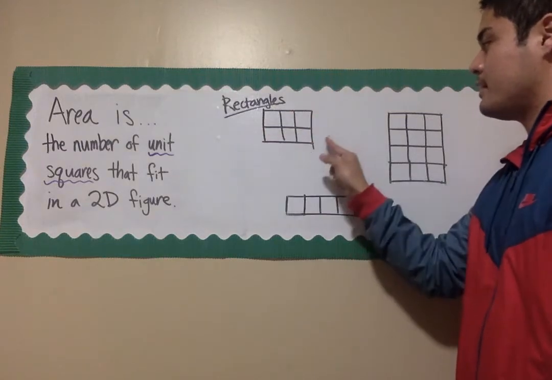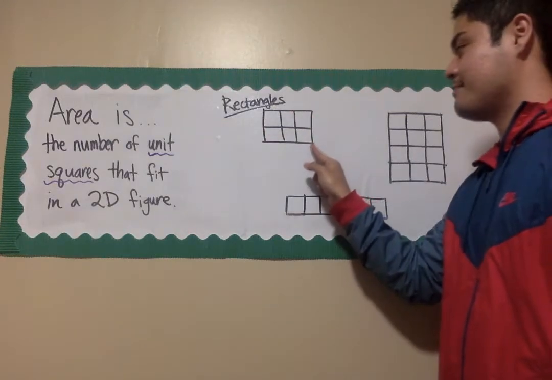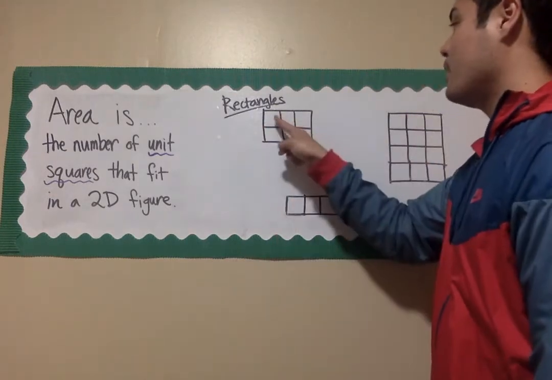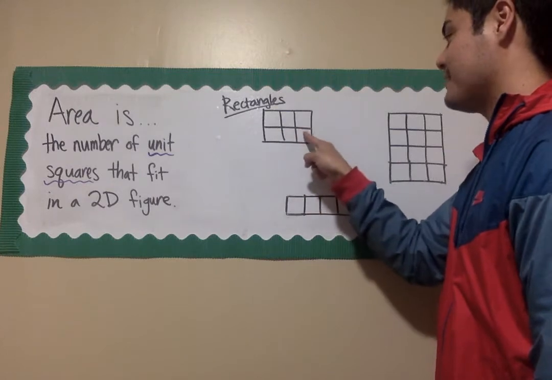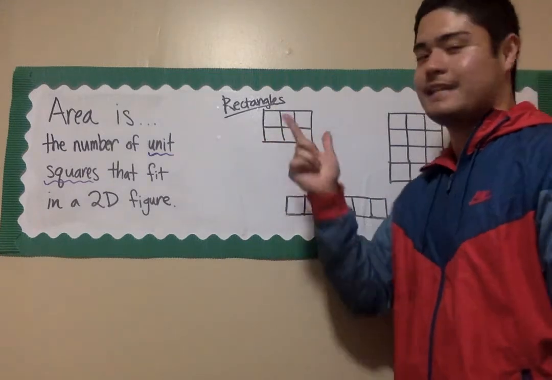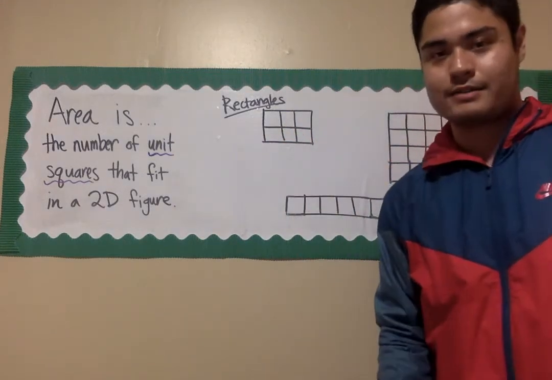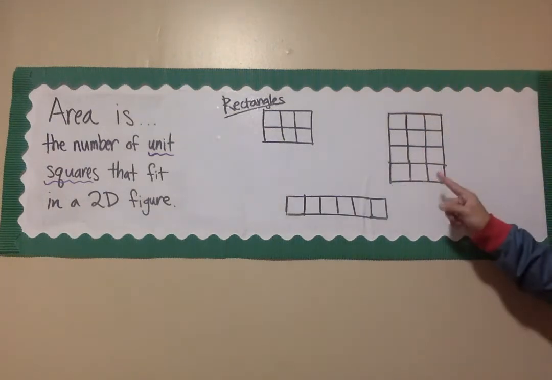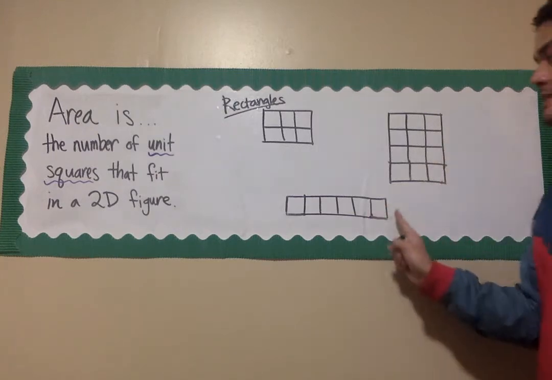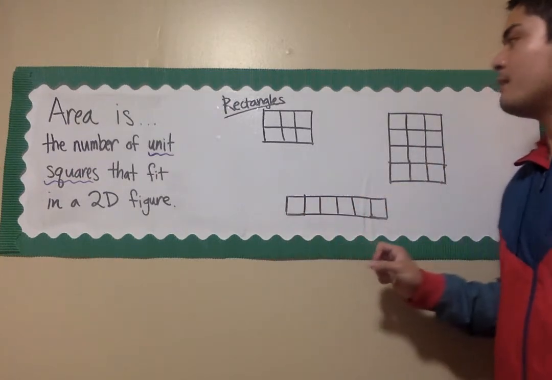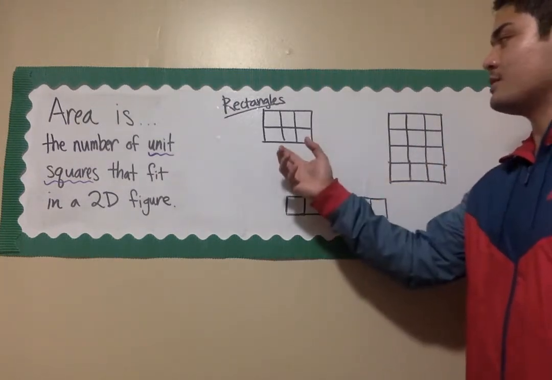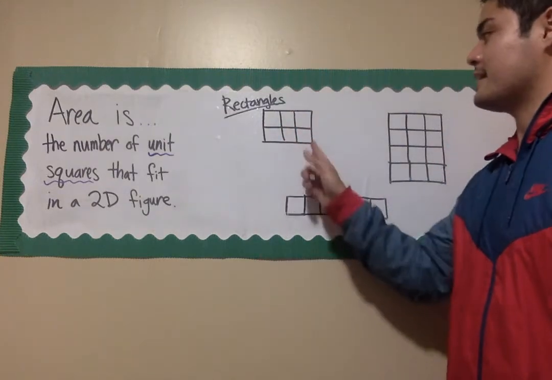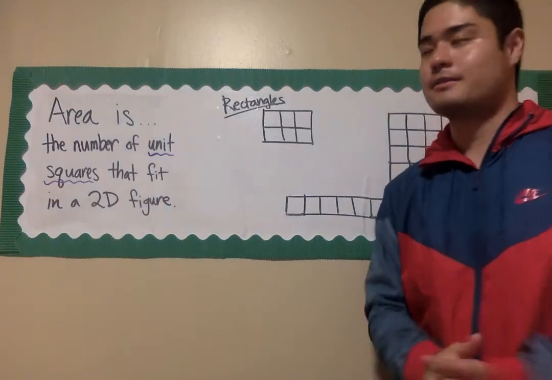this shape? The easiest way, I think, for this one is to just count how many squares there are. 1, 2, 3, 4, 5, 6. So the area of this rectangle is 6 unit squares, or 6 square units. We could do the same thing here, and we could do the same thing here. This is very helpful when we have our figures that are in grids like this, but usually we don't have these grid lines to help us out. So we need to find a pattern.